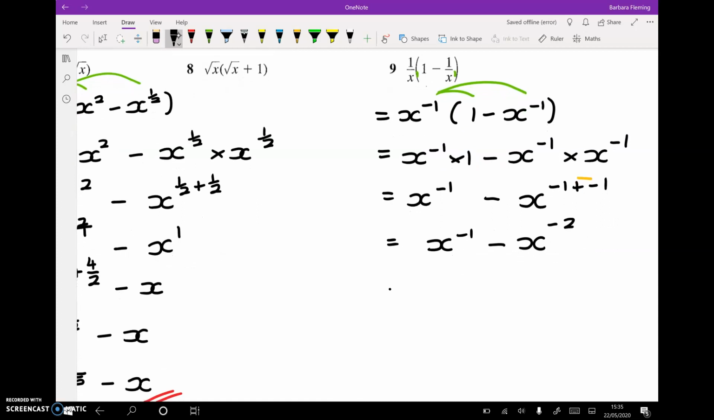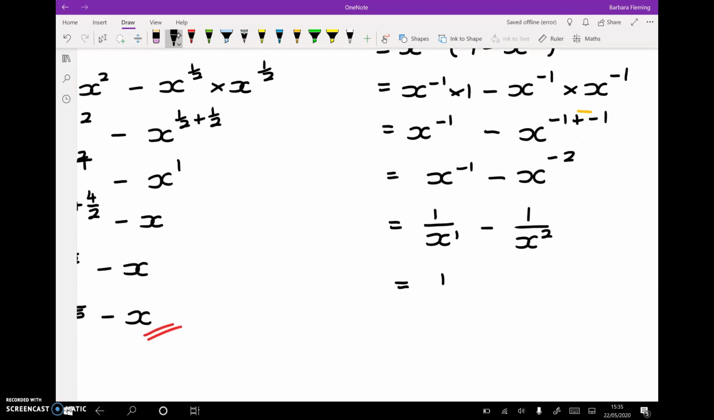And then your last step, you could rewrite it in the form the question was in. So rewriting it, instead of negative powers with positive powers, we'll have 1 over x to the power of 1, take away 1 over x to the power of 2, and just to tidy that up, 1 over x minus 1 over x squared. And that is you done and dusted.